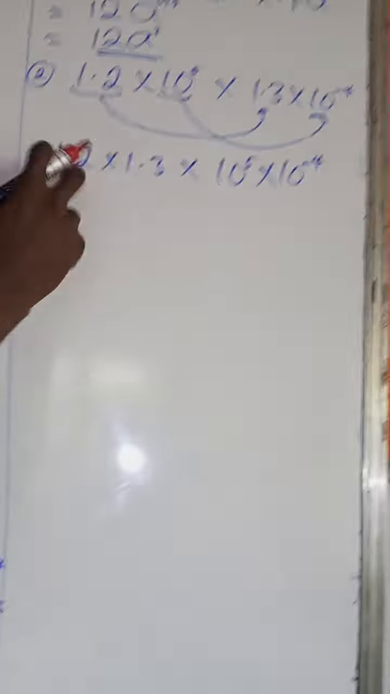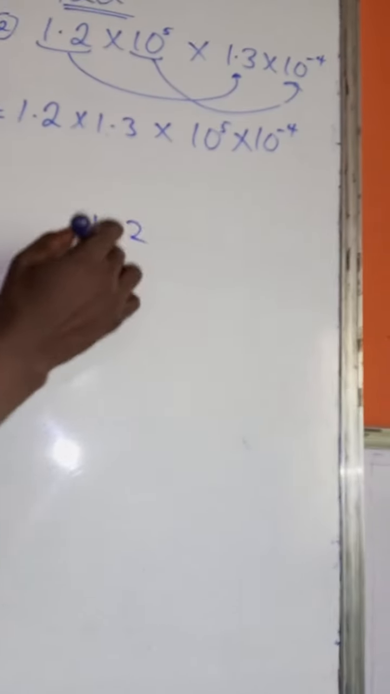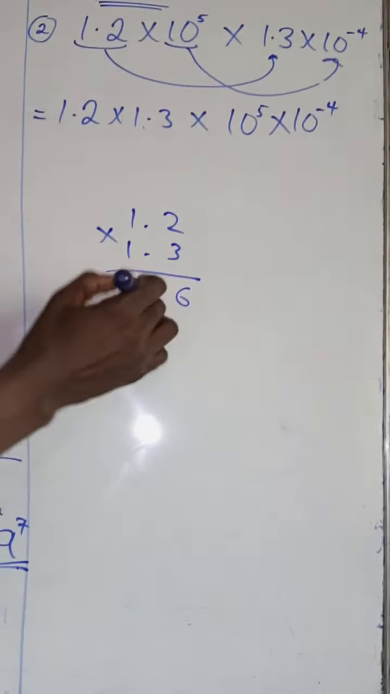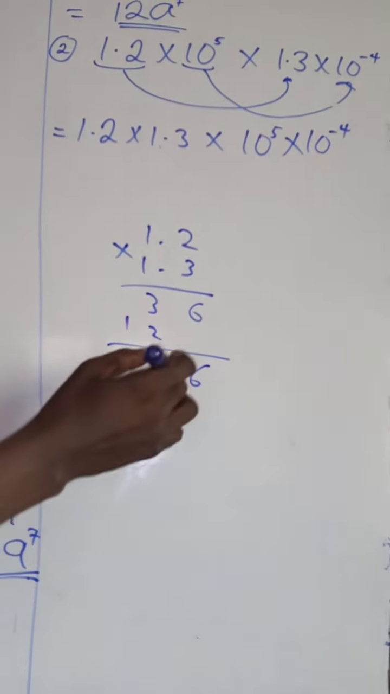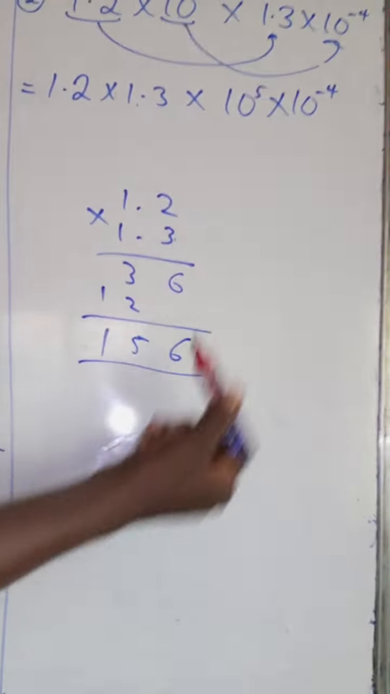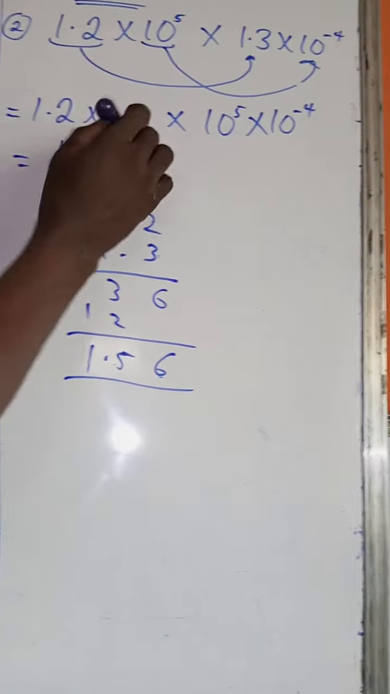And therefore, I can multiply this like we did in primary 3. 1.2, 1.3, let's multiply. This one gives me 6, this gives me 3, this gives me 2, and this gives me 1. And that's 6, 5, 1. Where do I put my point? I count the numbers after the point: 1, 2. Then I count from here: 1, 2. So my answer here will be 1.56.